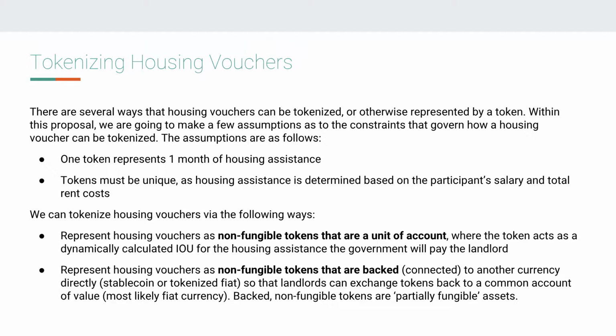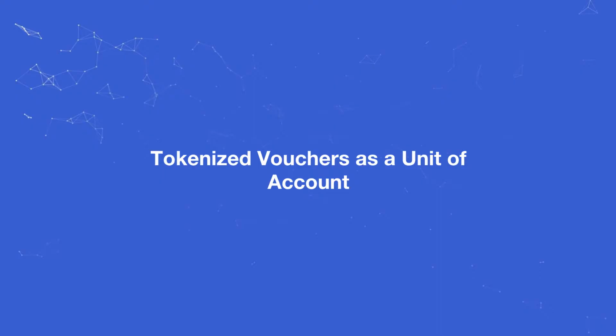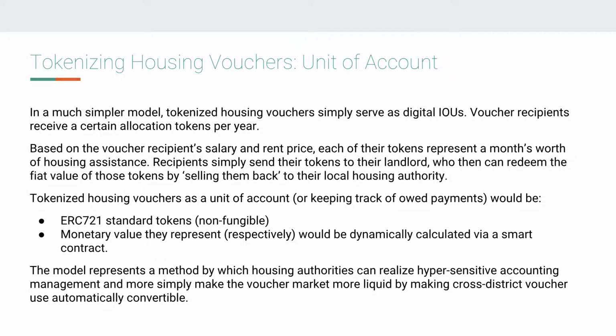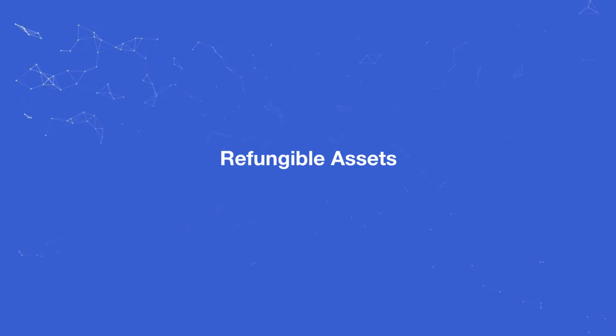You could represent it as non-fungibles, but the issue is that you do still want to have a real life value based off of it. So then we start to get into tokenized vouchers as a unit of account, or you could have tokenized vouchers as re-fungible assets. These are the two directions that I found were probably the most crypto-economically stable.